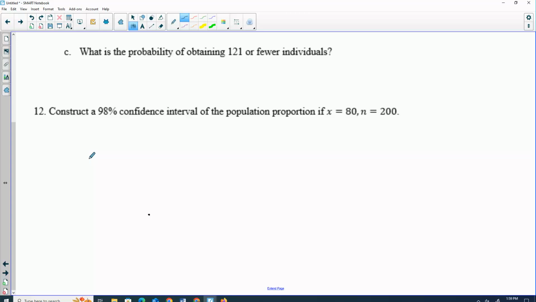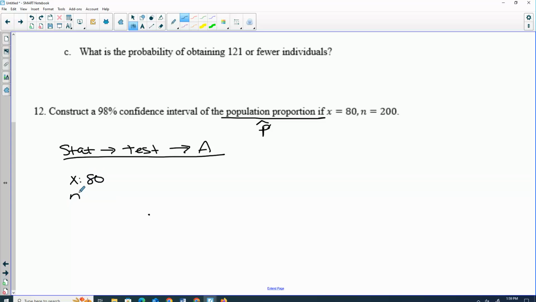So if I want the confidence interval here for the population proportion, that means p hat. So I am going to stat, test, A. All right, and then at the very least, you might just tell me, like, this is the test I went to, here's what I typed in. So what's my x? 80. What's my n?